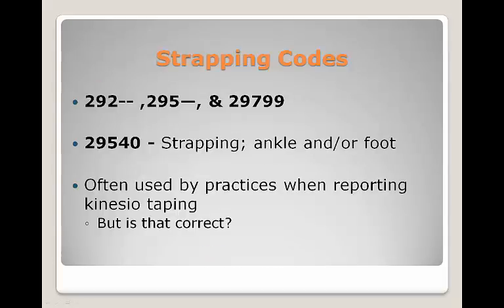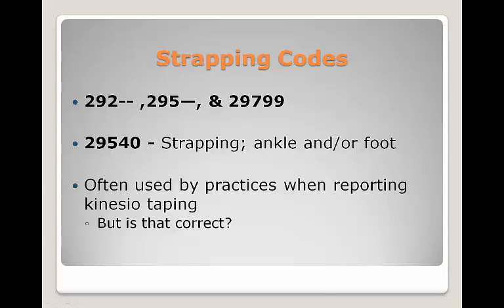So to get started with this question, let's first take a look at the strapping codes so that we can all be familiar with what those are. And those are the 292 series, 295 series, and then 29799 is the unlisted strapping code. So I have one example of a strapping code here for you so we can just see how it's defined. The 29540 is strapping of the ankle and/or foot, and all the other strapping codes are similarly defined, but of course for a different region of the body.